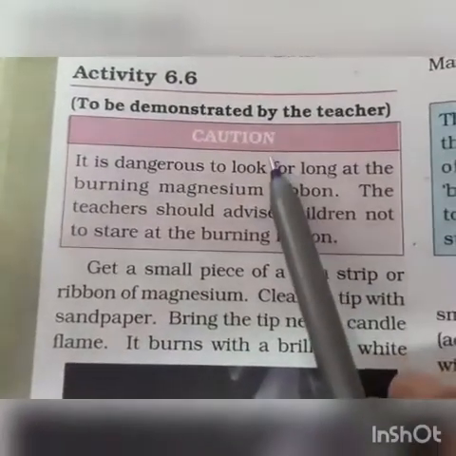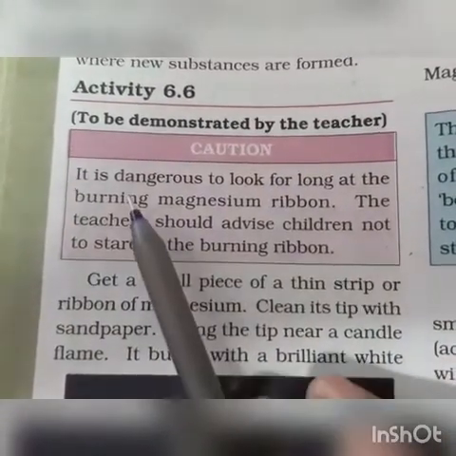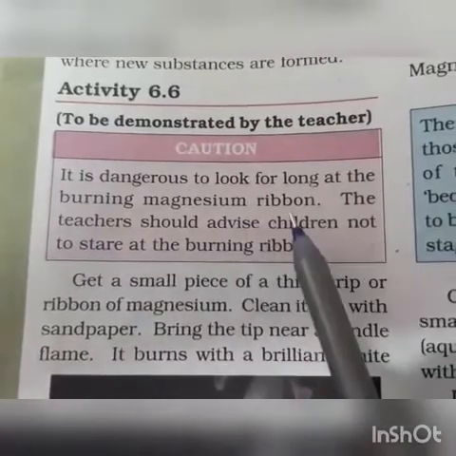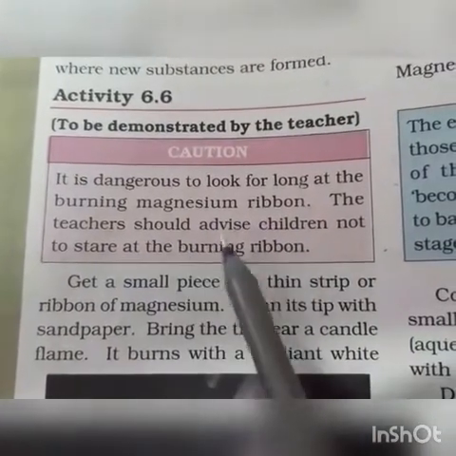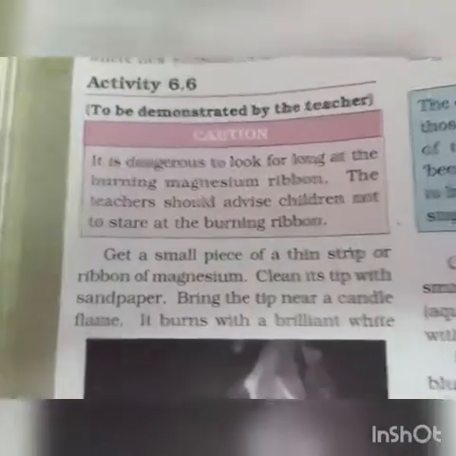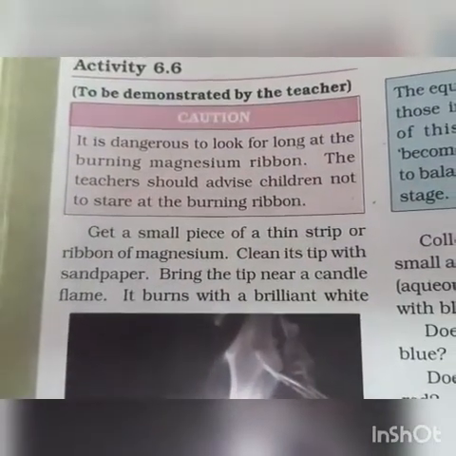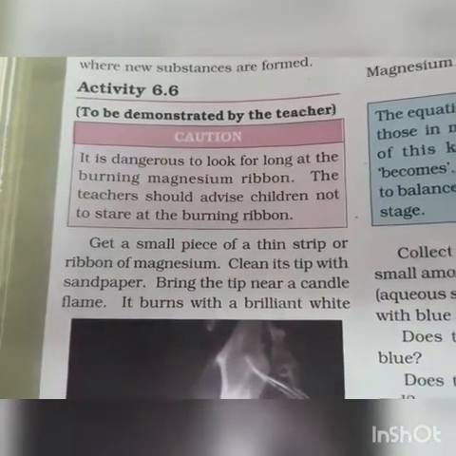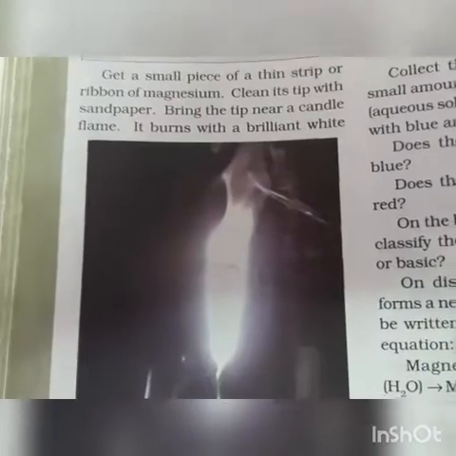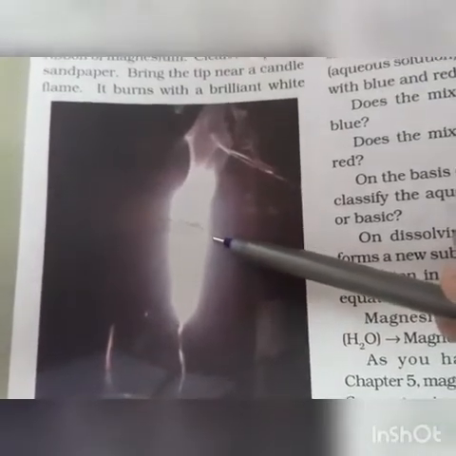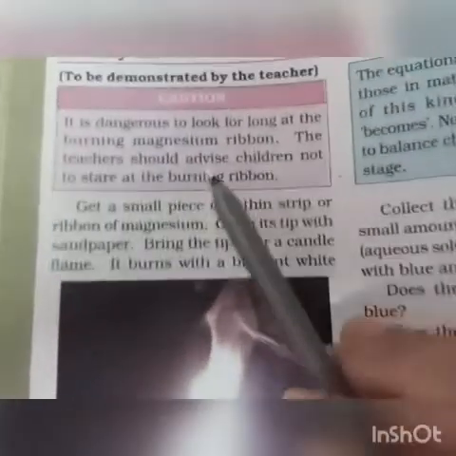So what is given here is a caution that you have to take precaution. It is dangerous to look for a long time at the burning magnesium ribbon. The teachers should advise children not to stare at the burning ribbon. So in this experiment we are going to take magnesium, a chemical that we are going to burn. Here is the picture of that magnesium ribbon which is burning, and a lot of light comes out of it, so you should not continuously look at this.